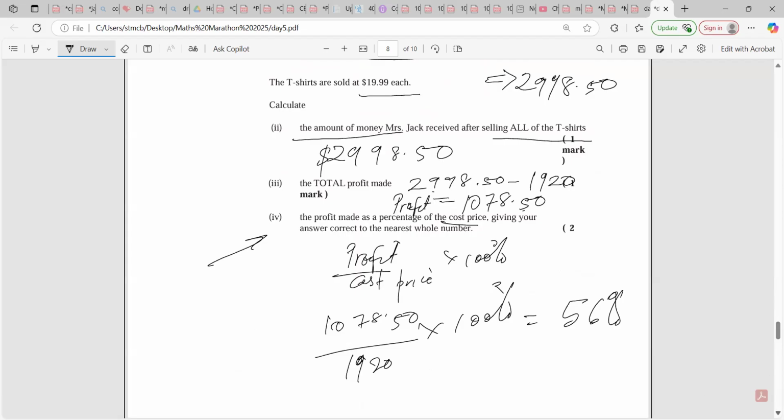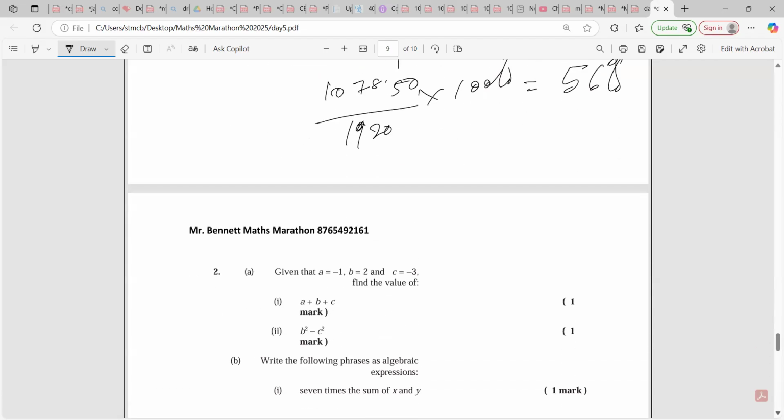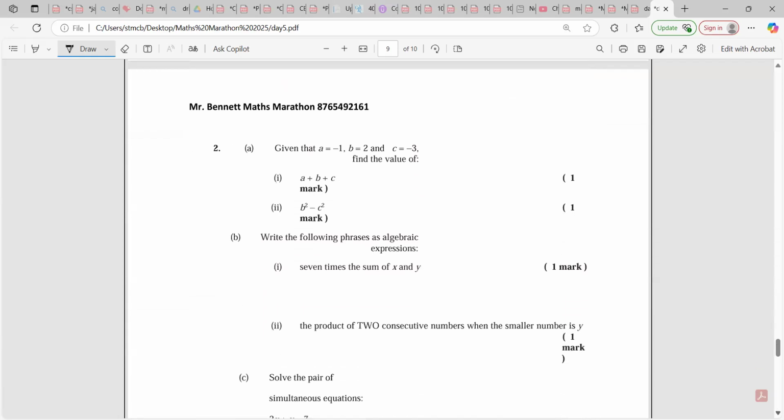Even though I'm tired, guys, let me try part of this. We say, if A is equal to -1, B is 2, C is -3, find the value of A plus B plus C. Then B squared minus C squared. Write the following phrases as algebraic expressions: 7 times the sum of x and y, the product of two consecutive numbers when the smaller number is y.